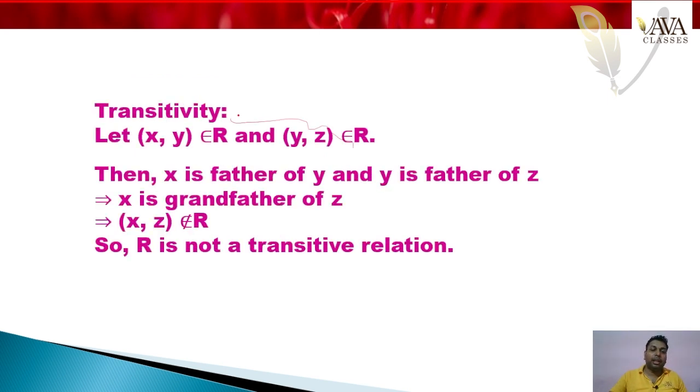Now transitivity. Let (x, y) belong to R and (y, z) belong to R. Then x is the father of y and y is the father of z. But x is the grandfather of z, so the relation is completely changed. So (x, z) does not belong to R. So R is not a transitive relation, friends.